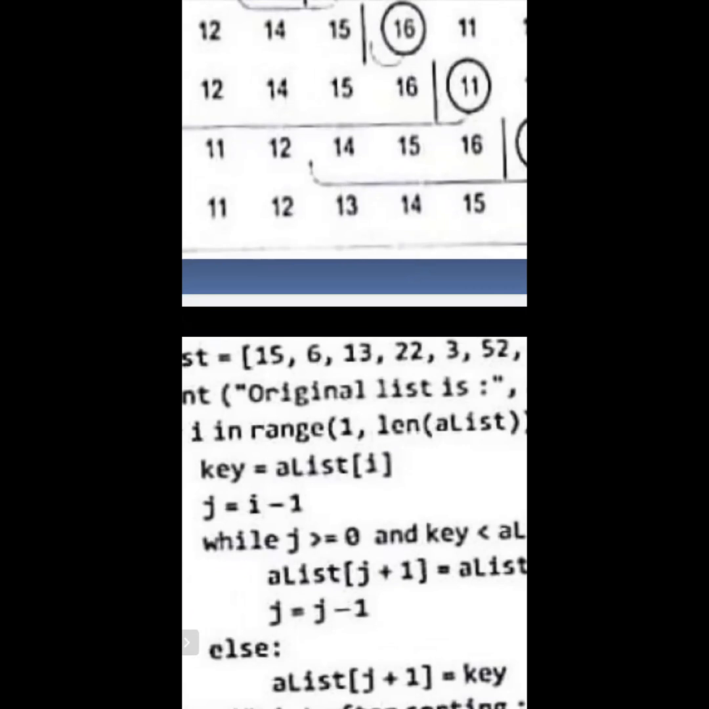Then 3 will be compared to 13. Condition true. Then 3 will be shifted to the 13 element position. Then again 3 will compare to 6. You want to check all the left-hand side elements, no? That's why 3 will compare with 6.